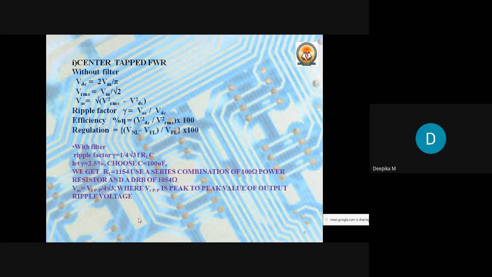And here actually the VAC is nothing but the peak to peak value. So here it is only the peak to peak value. It is not the amplitude or the maximum value. It is only the peak to peak value. So that is nothing but the VRPP. I'll tell you in detail when I conduct the experiment. Okay. So this is with respect to the with filter.